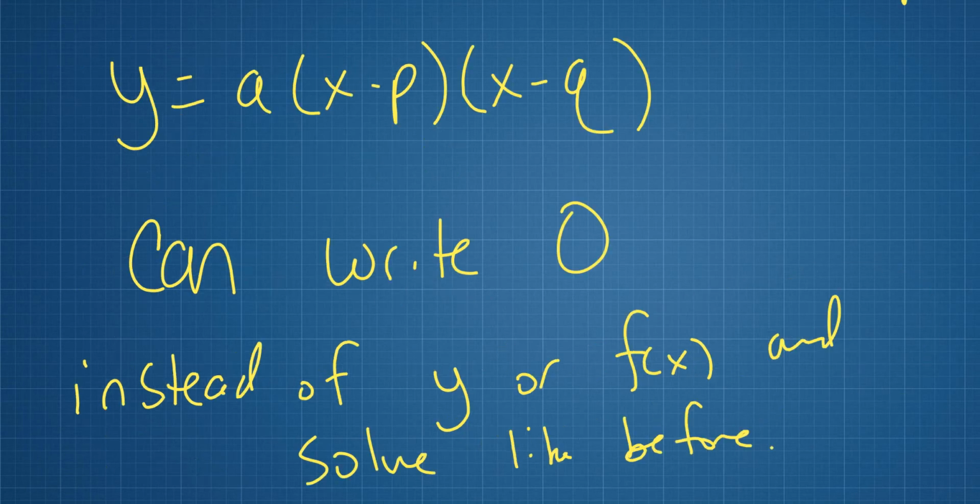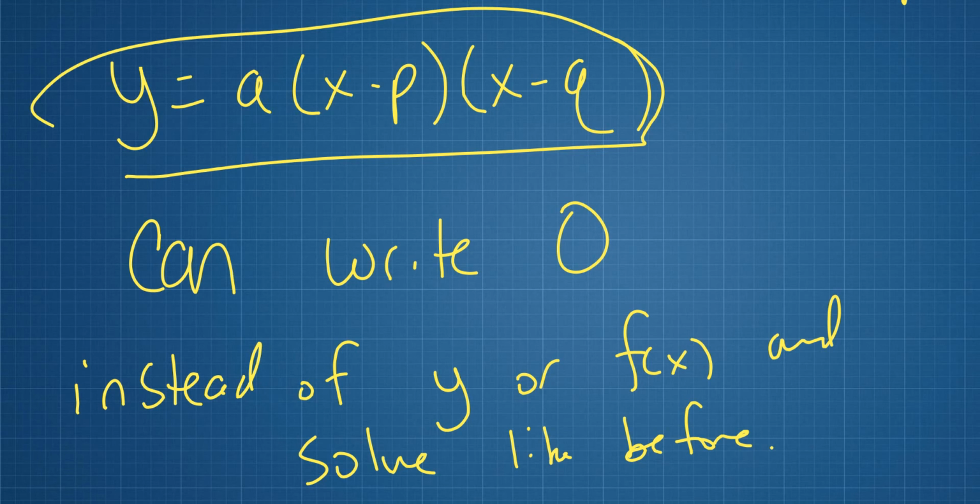That's it. So the last four problems, they wanted you to do it like this, where they wanted you to find A, P, and Q. And if you don't like that, you can just write 0 and solve like I did beforehand. But I'm going to show you how to do it the way the book wanted it.